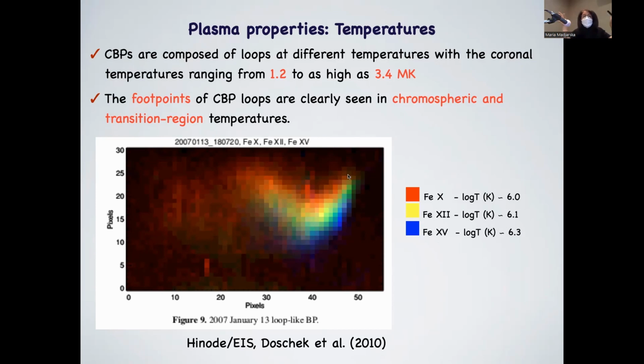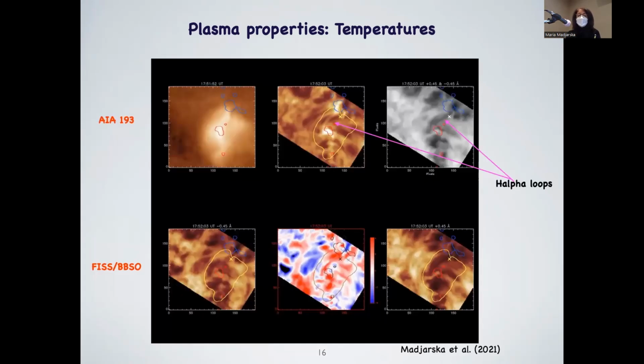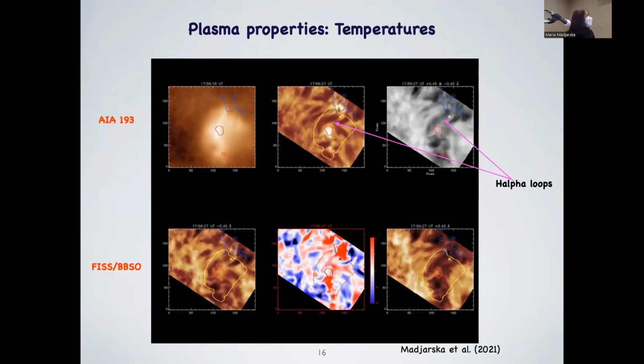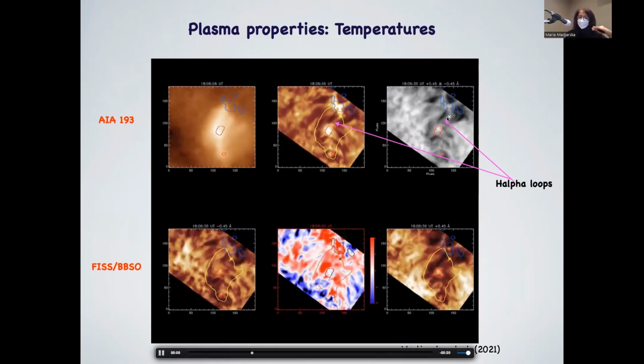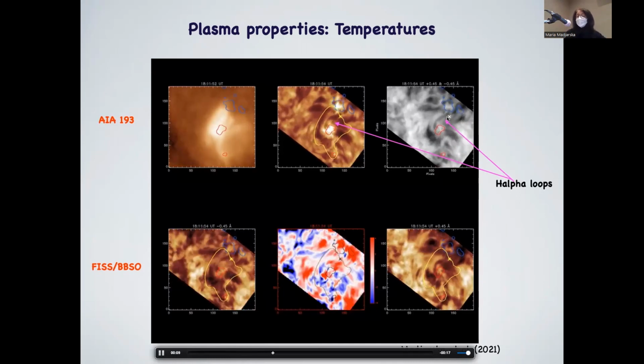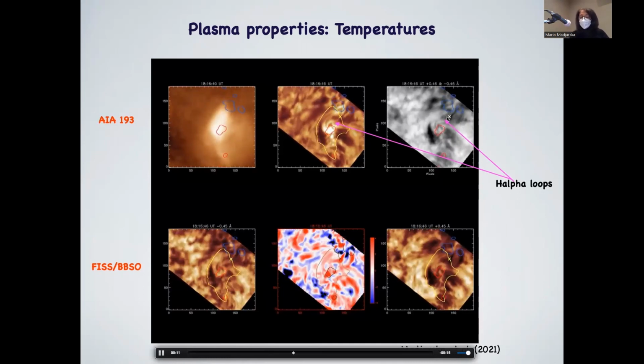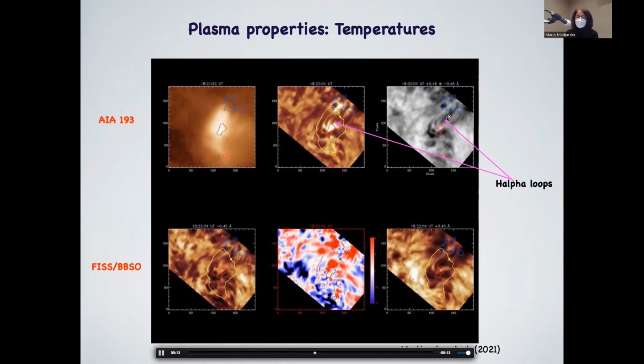Typically, the foot points of this loop system are seen at chromospheric, so lower temperature, around 10,000 Kelvin, and transition region, up to 500,000 Kelvin. So this is the temperature structure of this loop system. And again, you can see here the H alpha loops I mentioned before that lie on the bottom, which cannot be sampled. The EIS spectrometer doesn't have a chromospheric line to observe.